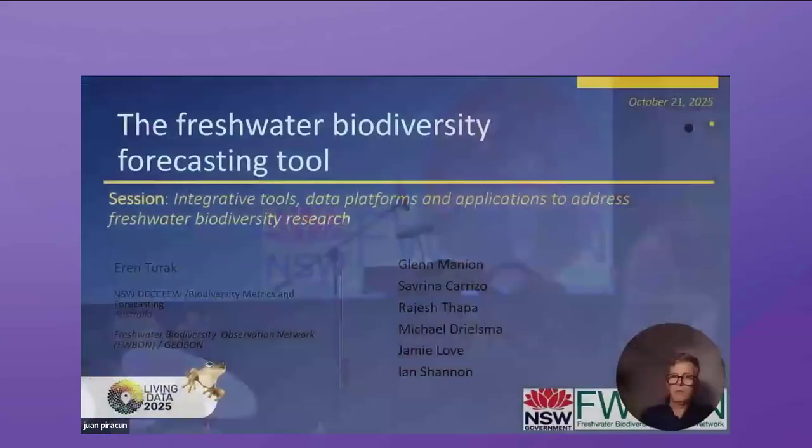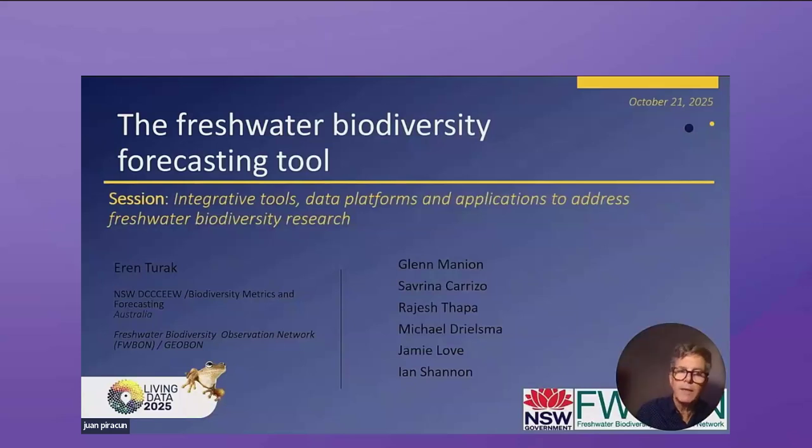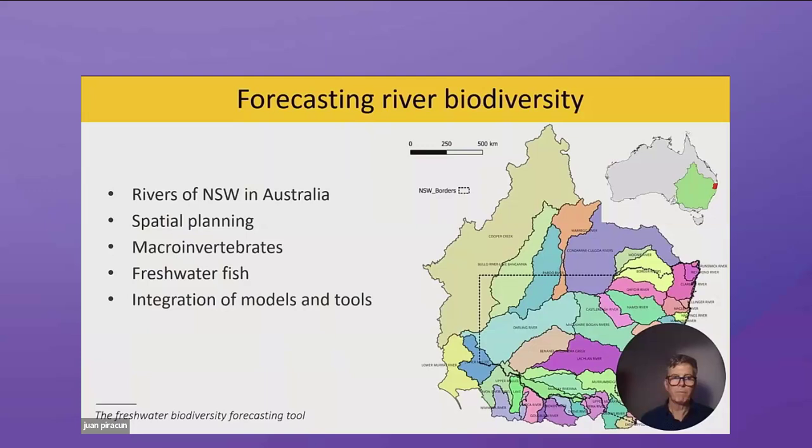Good afternoon, everyone. My name is Eren Turak, and I am a principal scientist working for the Government of New South Wales in Australia. I'm also the co-chair of the Freshwater Biodiversity Observation Network. Today I'll be talking about the Freshwater Biodiversity Forecasting Tool. We developed this to support spatial planning, inclusive of freshwater biodiversity in New South Wales.